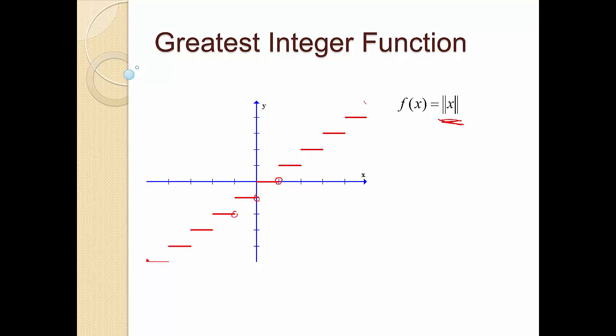So at 1, it pops up to this one. Anywhere between 1 and 2, it's 1. When you get to 2, it pops up to this one. Anywhere between 2 and 3, it's 2, etc. Right? When you get to 3, it pops up to this one. That's the way that one works.